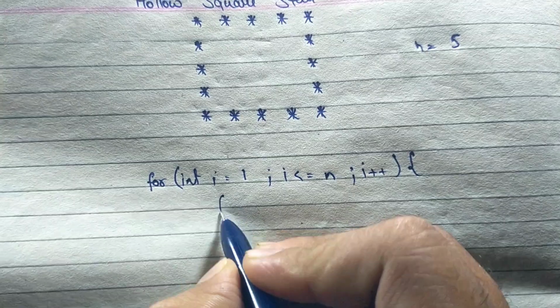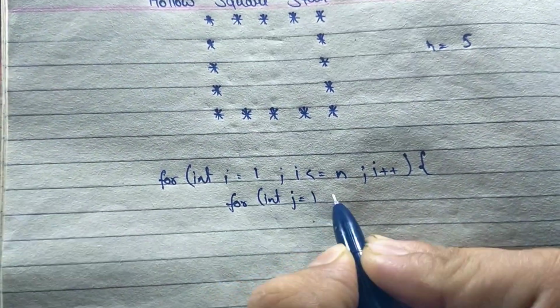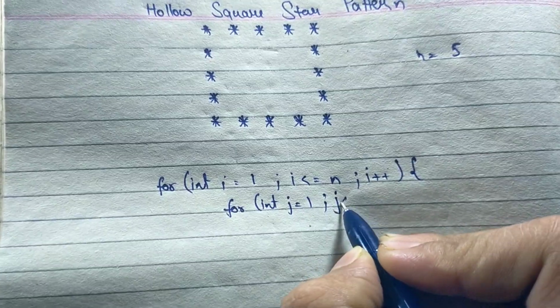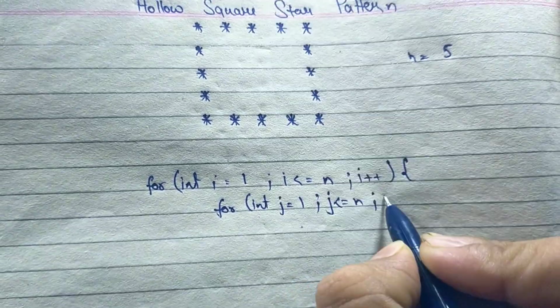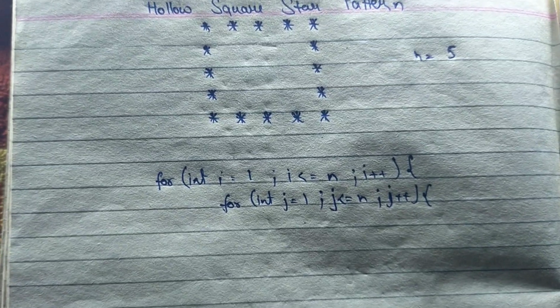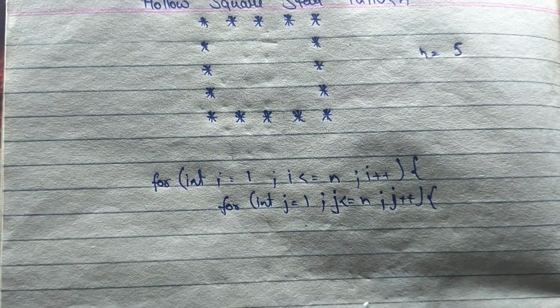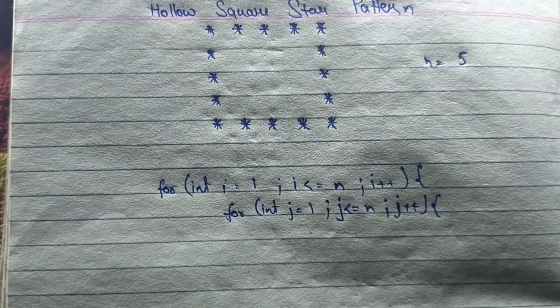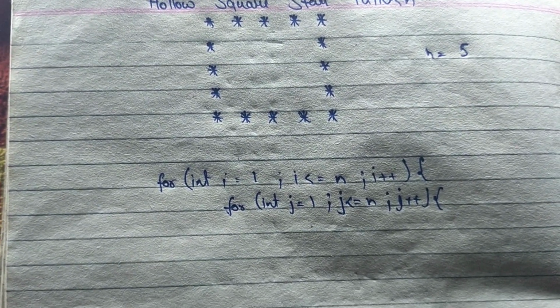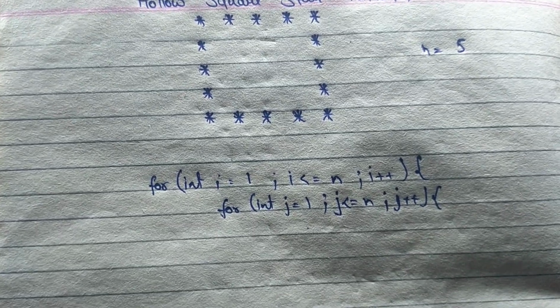After that, for int j equals 1, j less than or equals n, j plus plus. It also runs till the nth value, because we are printing the same number in a row as in a column, so it is always the same.